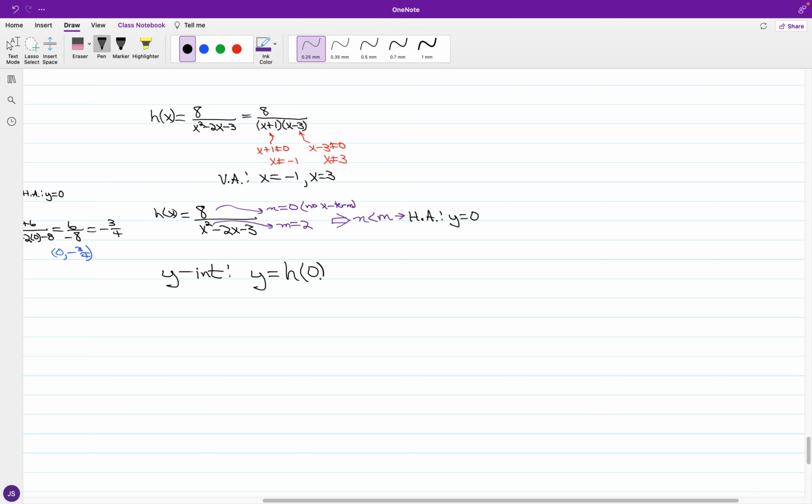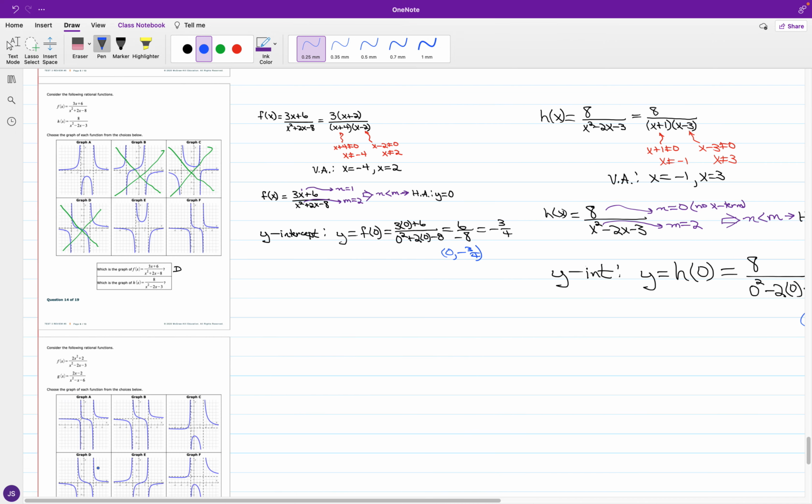So for the y-intercept, we have y is equal to h of 0. So we have 8 all over 0 squared minus 2 times 0 minus 3. You have 0 squared is 0, minus 0 is 0, minus 3. So you have 8 over negative 3. So there's going to be a negative y-intercept. So we have at 0, negative 8/3.